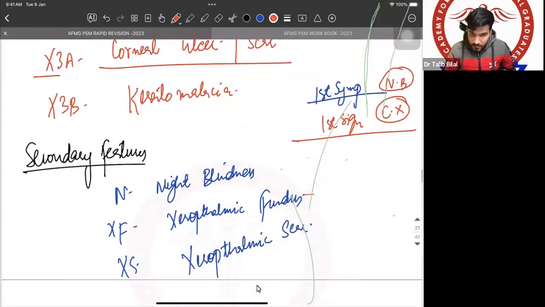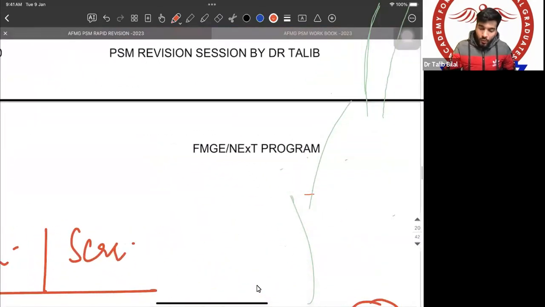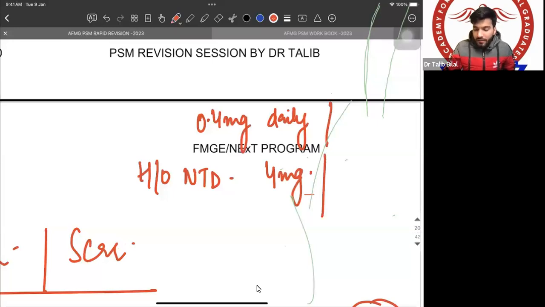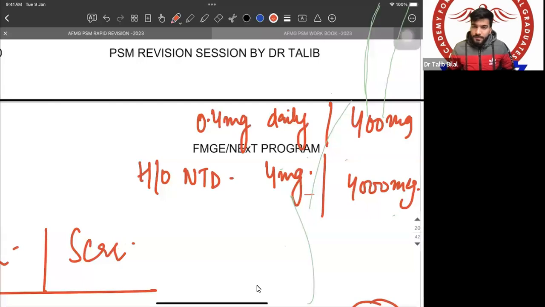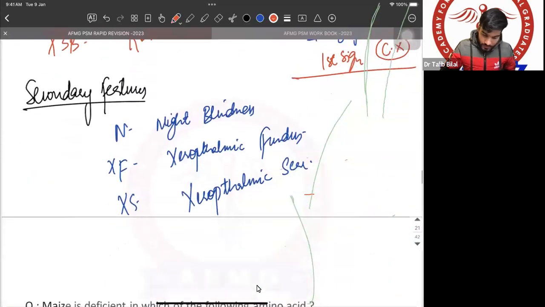Sir, what is the folic acid dosage? Folic acid dosage I've told, 0.4 mg. You have to give daily. But if she has a history of neural tube defect, that is 4 mg. If I had to write this in micrograms, 400 micrograms and 4000 micrograms. They can change the values, so you may find 0.4 and 4. Remember the micrograms.